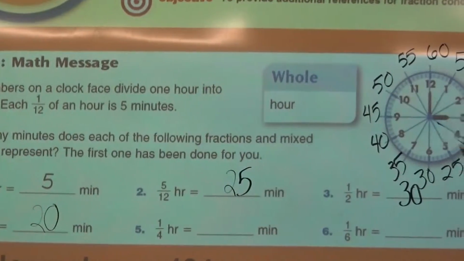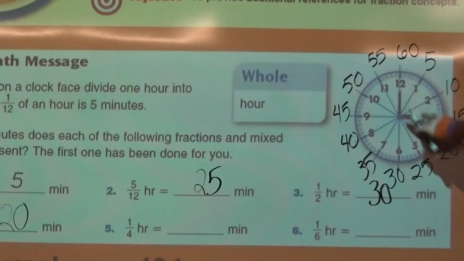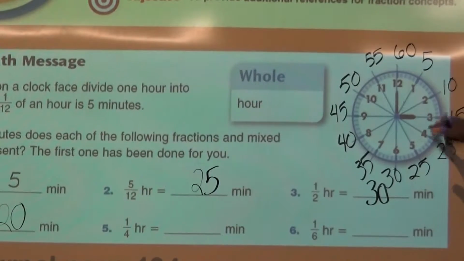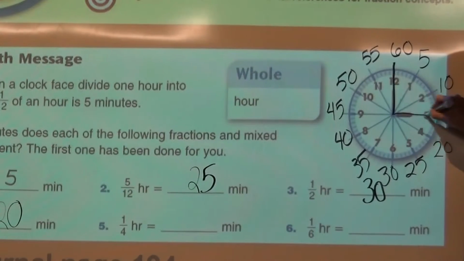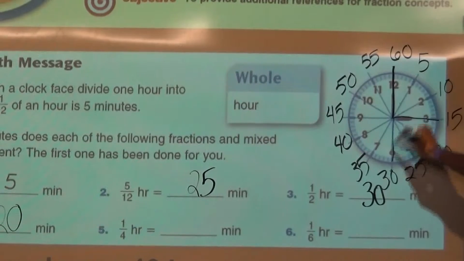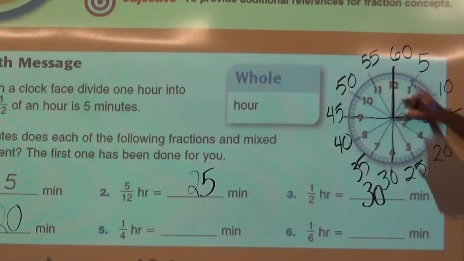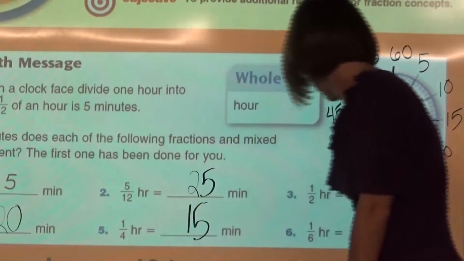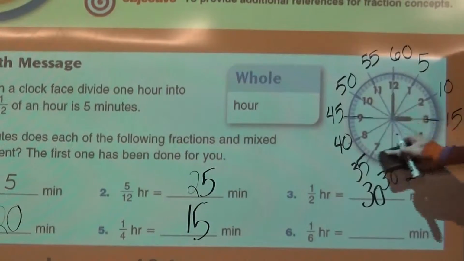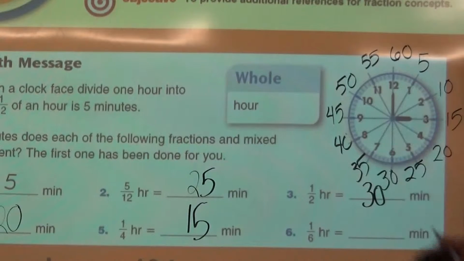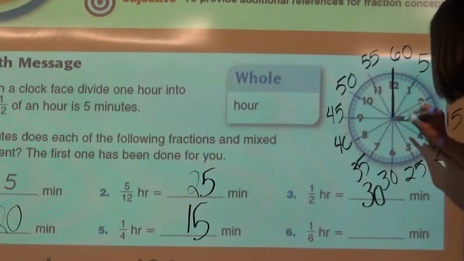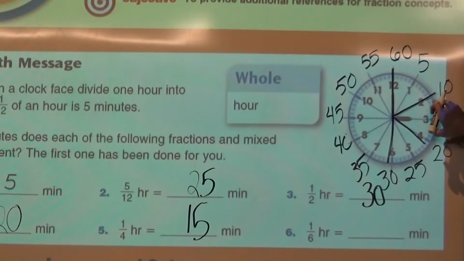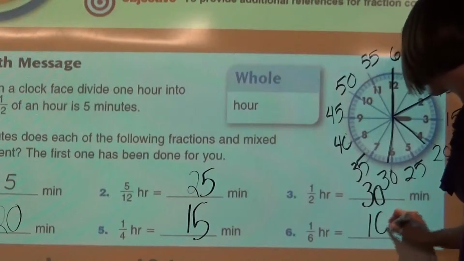Okay, if I come back and split it into fourths this time, I know 12 divided by 4 is 3. So here's my fourth. I can split this into 4 equal parts. So 1/4 is going to be 15 minutes. And then 1/6, if I wanted to split it into 6 equal pieces, 12 divided by 6 is 2. So I would split it every 2 to get my 6 equal pieces. I know that 1/6 then would be 10.